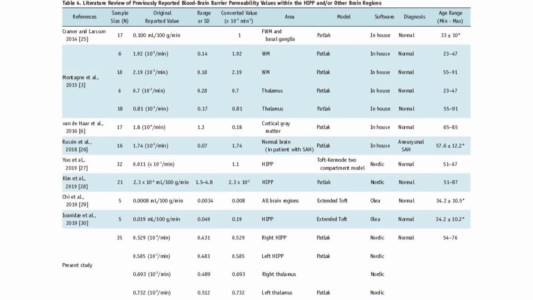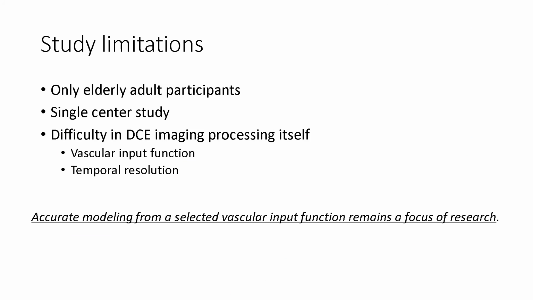We think that there are several reasons for such discrepancies. Different models including the Patlak model and the Tofts model have been used to obtain BBB permeability values. And also different imaging acquisition protocols and K-trans units were used in the previous studies. We believe the narrow range of the age in this study results in such insignificant differences in the BBB permeability. And we plan to include younger participants in future studies to clarify the relationship between K-trans values and age.